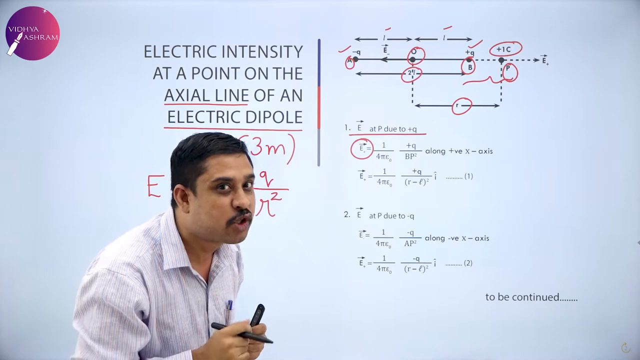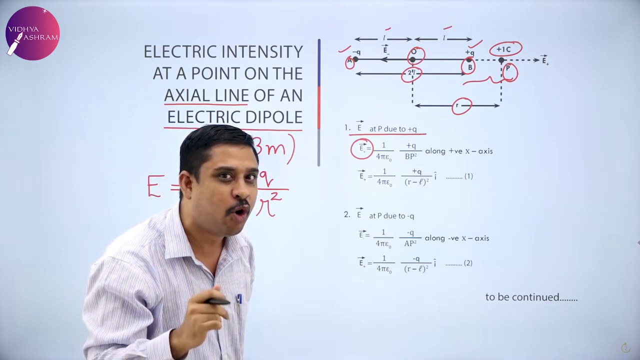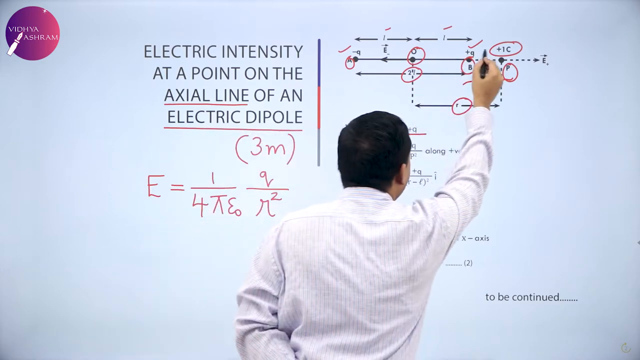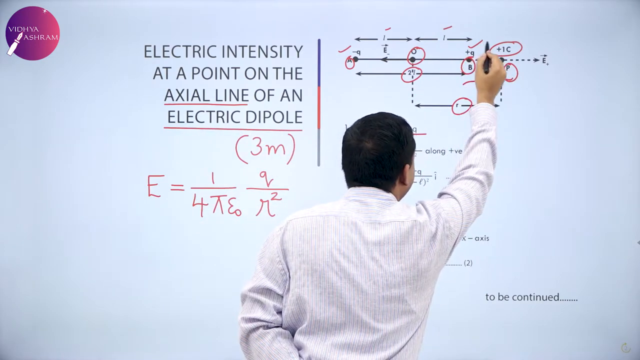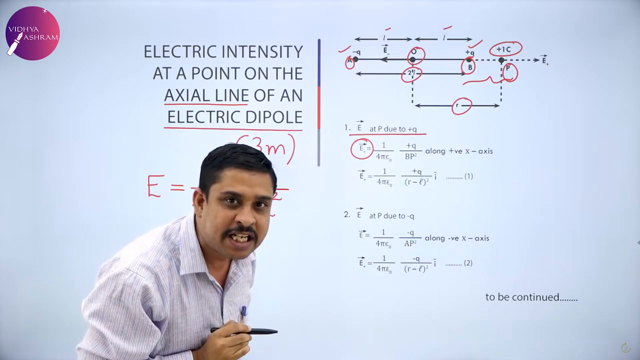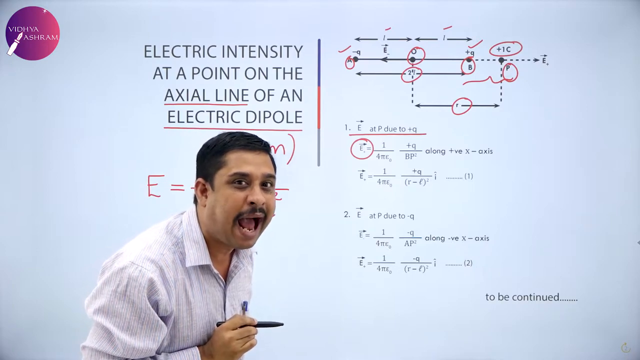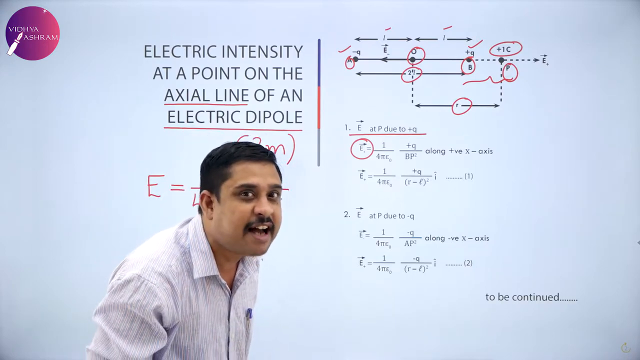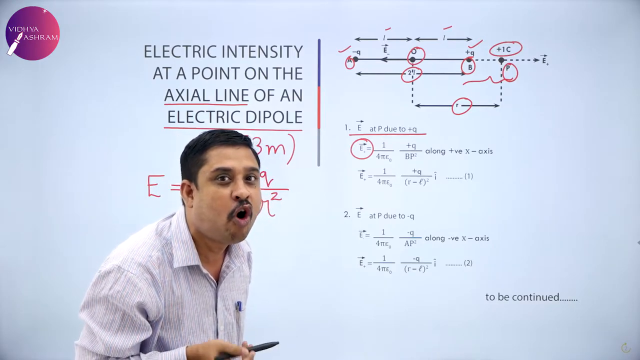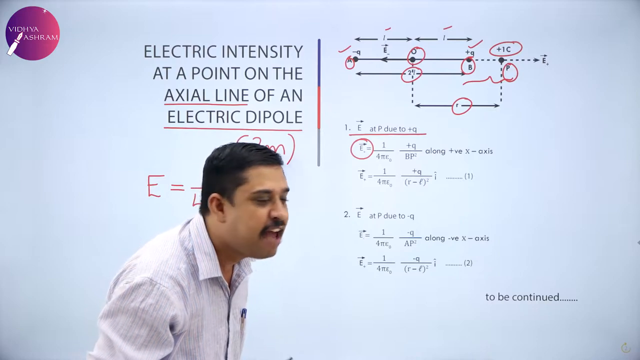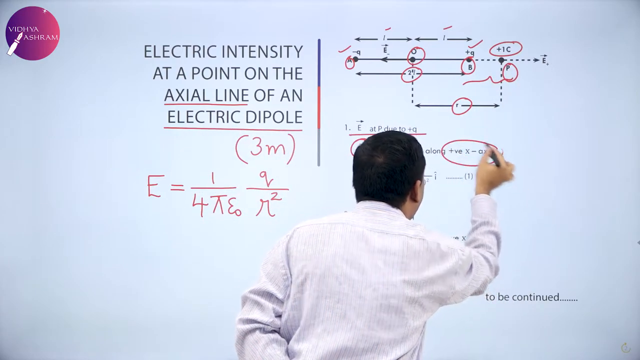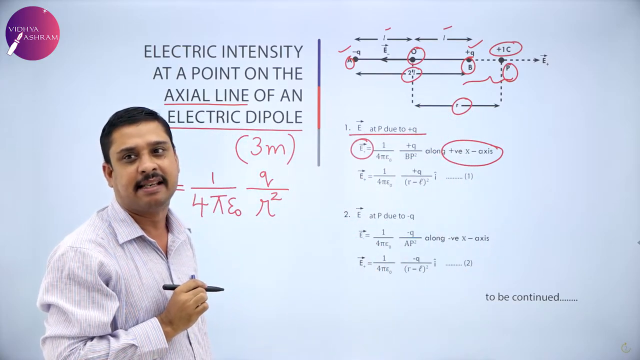And what is the direction of intensity? I've clearly told, intensity or force, both of them are positive charges, plus Q and UPC. That means force has to act away from the charge experiencing it. Which is the charge experiencing the force? UPC. Therefore, it acts away, which is along the positive x-axis.